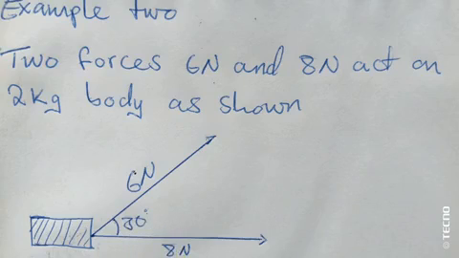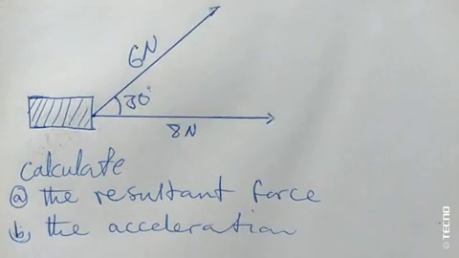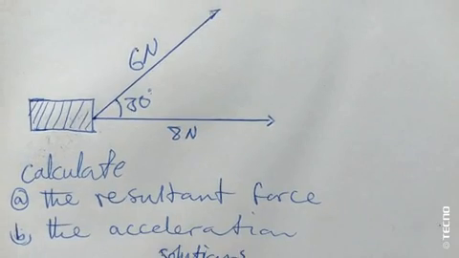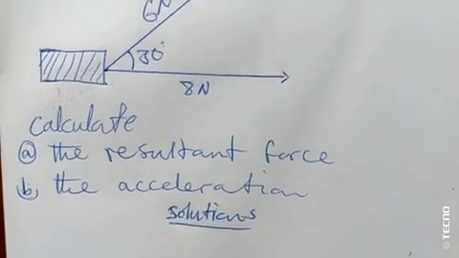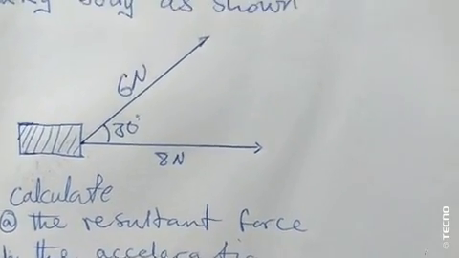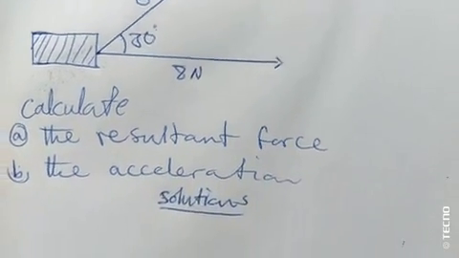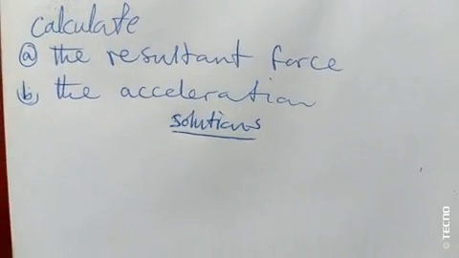Now how are we going to answer? The questions are as follows: A, calculate the resultant force, and B, the acceleration. Now the solution. First thing, have you seen this diagram? We are going to sketch this diagram. In order for us to calculate, we'll do it like this.